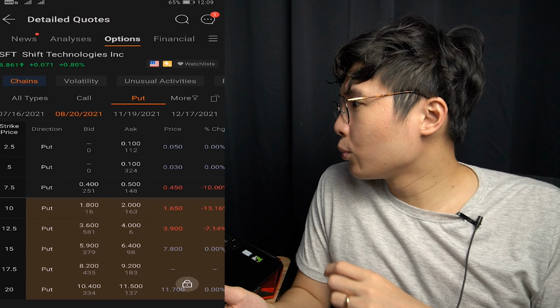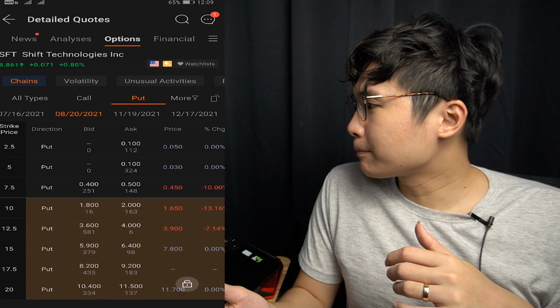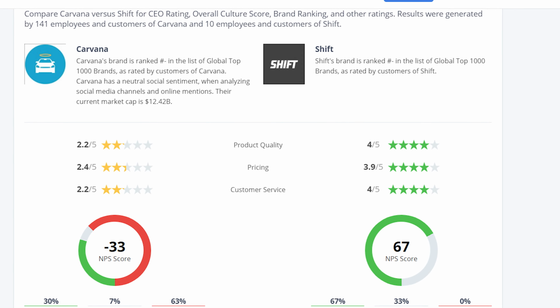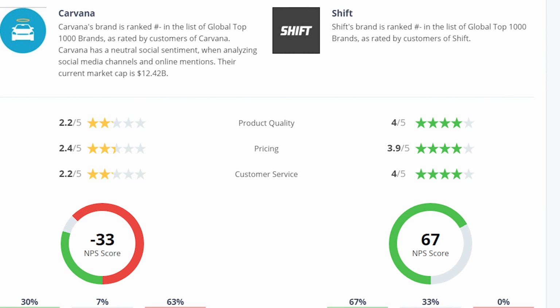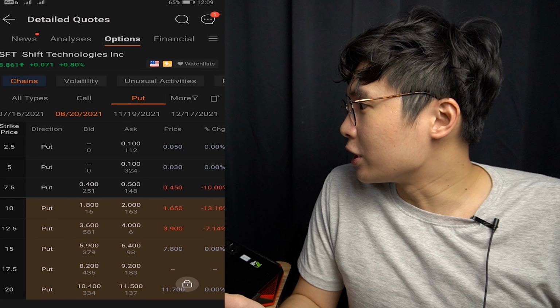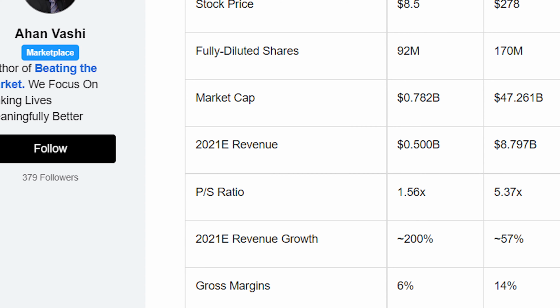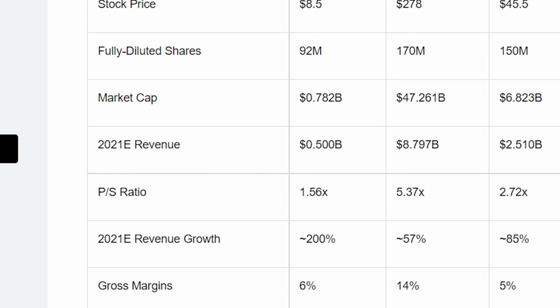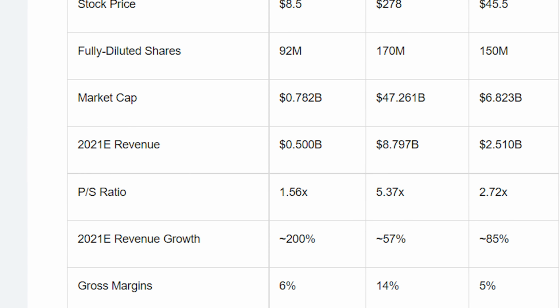What's really great about this company is the way they construct their business. Based on trust score and customer reviews, customers love this company a lot more than its two competitors, Carvana and Vroom. In terms of growth rates, they are also one of the faster ones. But they have a big problem. It is cheaper to buy this company relative to its peers in terms of price-to-sales ratio because it's not profitable yet, and that's where the big problem lies.